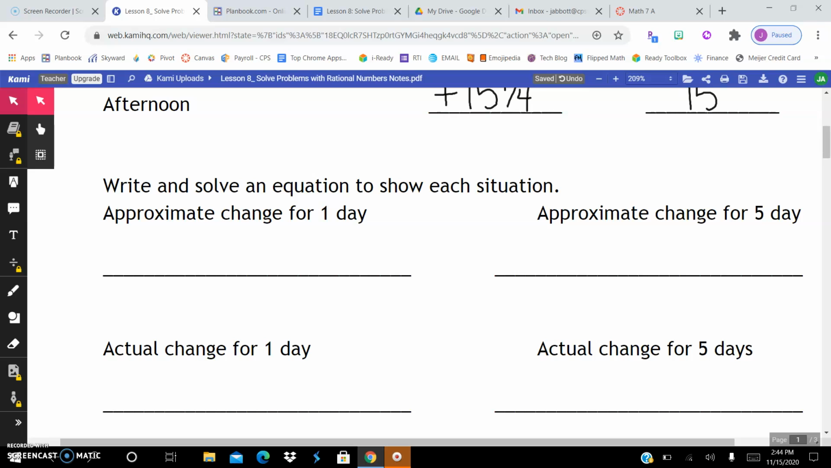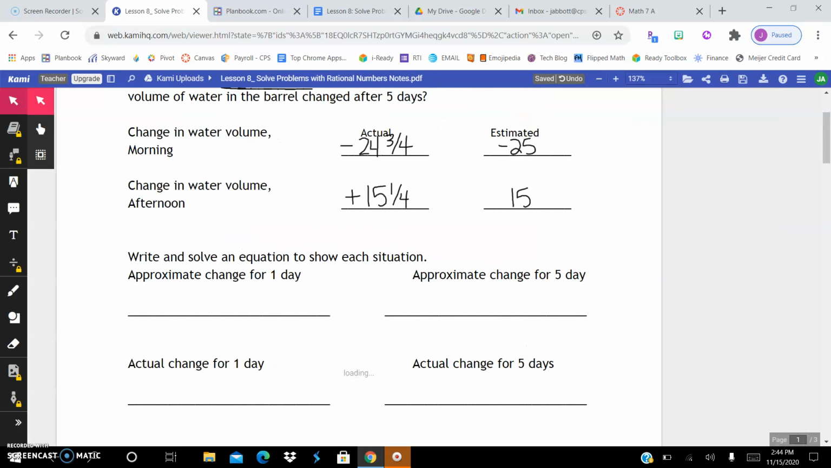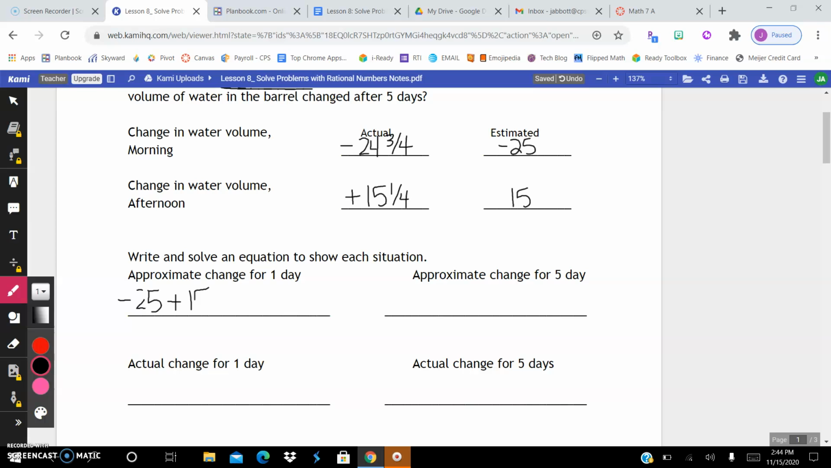Now we have to write and solve an equation to show each situation. So the approximate change for one day. So approximate means that's where I'm rounding. So I'm going to lose 25 and then I'm going to gain 15. And if I solve that, a negative 25 plus 15, so they're different signs, so I'm going to take 25 minus 15, so I'm going to subtract them because they're different signs, and I get 10. And then I go back to the bigger number, which was 25, and that number is negative, so my answer is negative. So approximately losing 10 gallons a day.